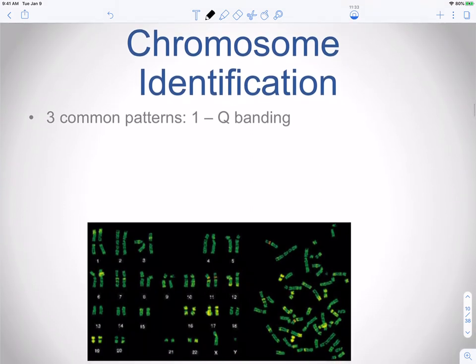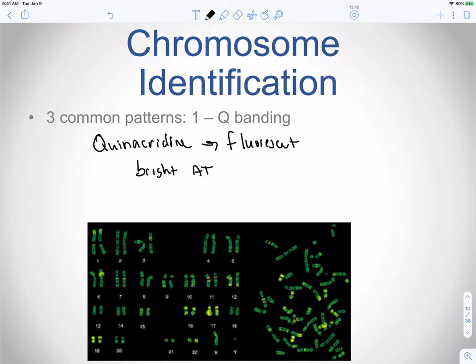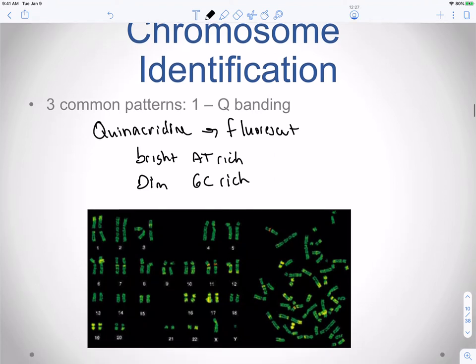So to do the staining, there are three common patterns. The first staining pattern that was identified is called Q banding. This uses a fluorescent stain. So you can see that it's staining green. Quinacridone is a dye that you can use to stain these. And you're going to have bright bands and dimmer bands. The bright bands tend to be AT rich and the dimmer bands tend to be GC rich. Okay, and so this is just one mechanism that was used to identify the different chromosomes.